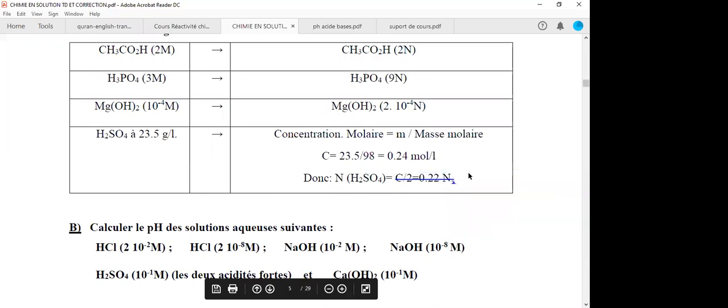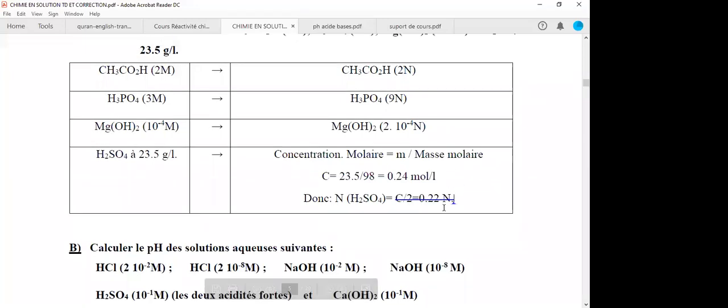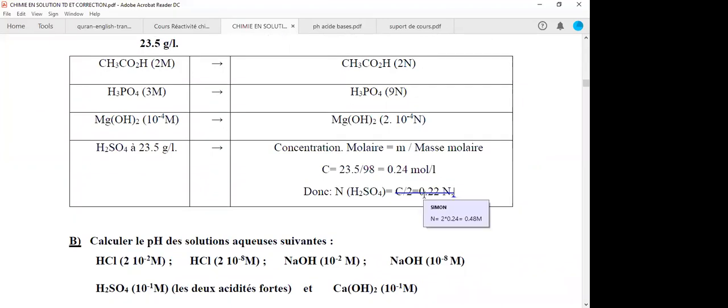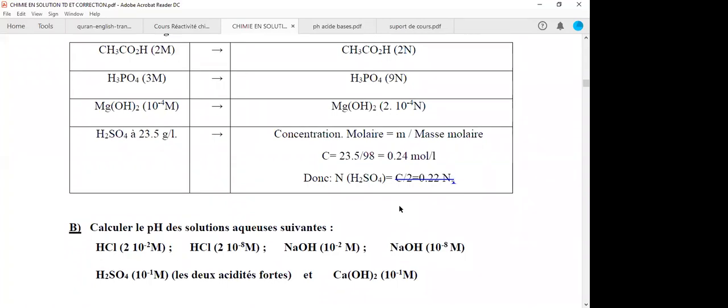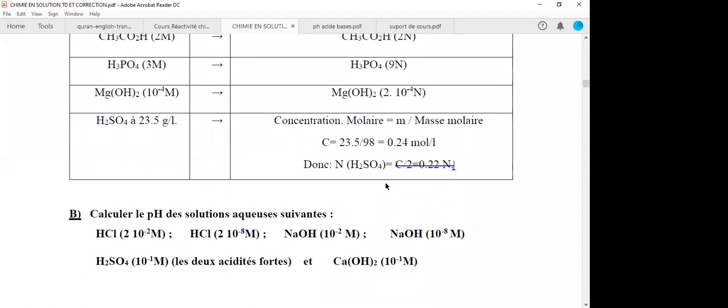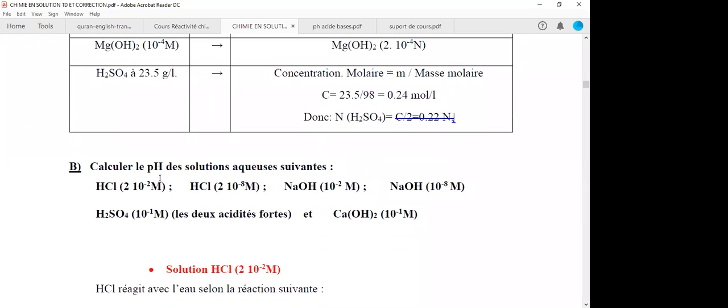Are there questions on normality and molarity? Any question on normality and molarity? No. It's clear? I'm unable to get your response. Is it clear here? Yes, it's clear. Okay.